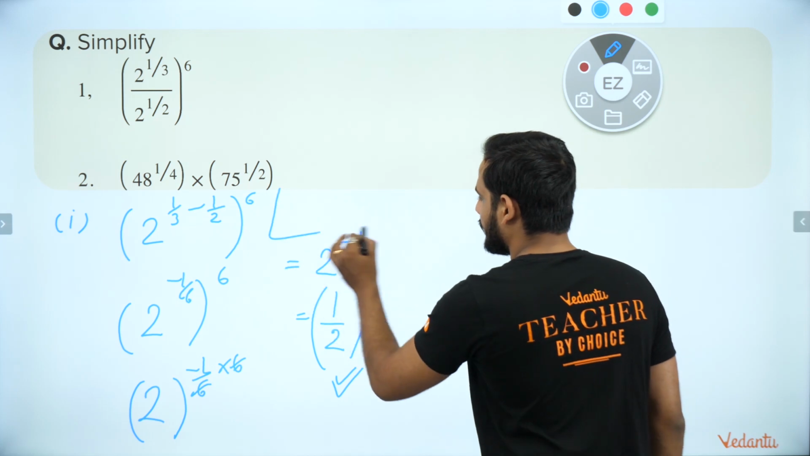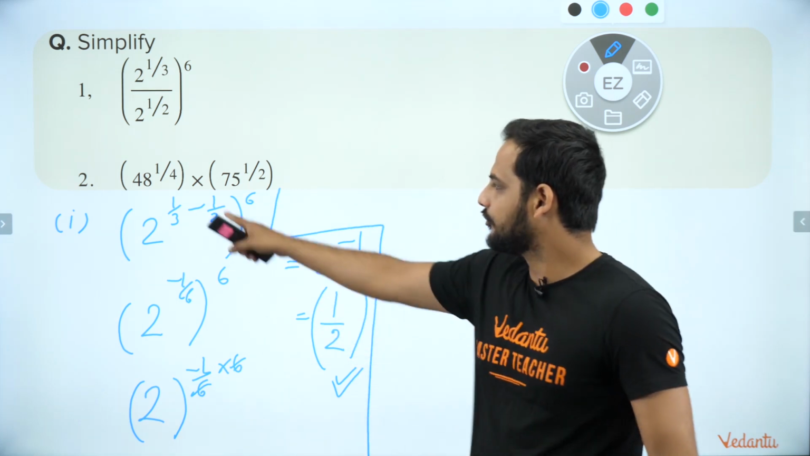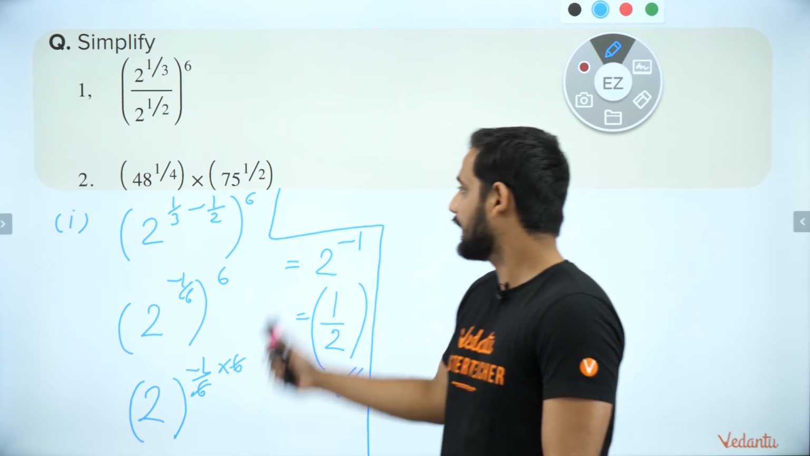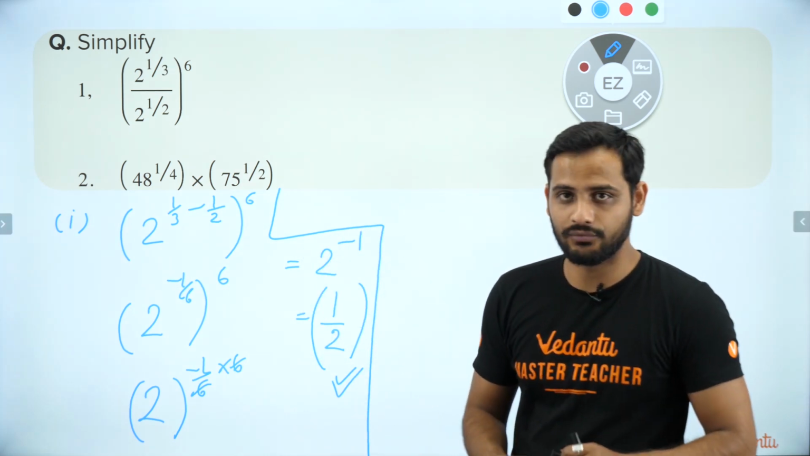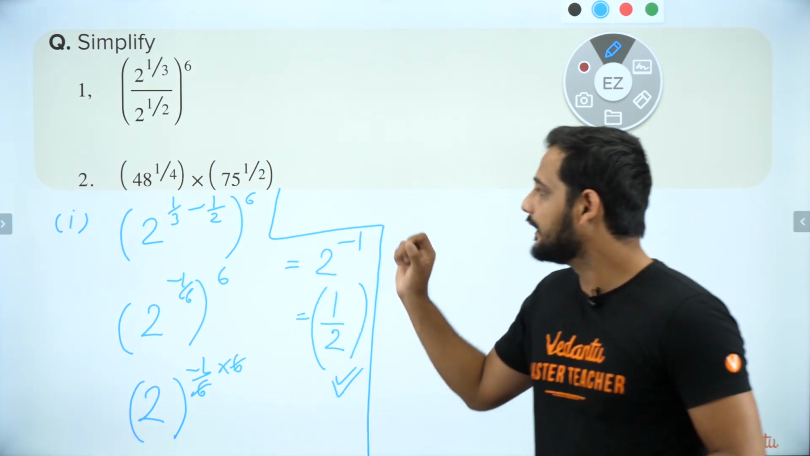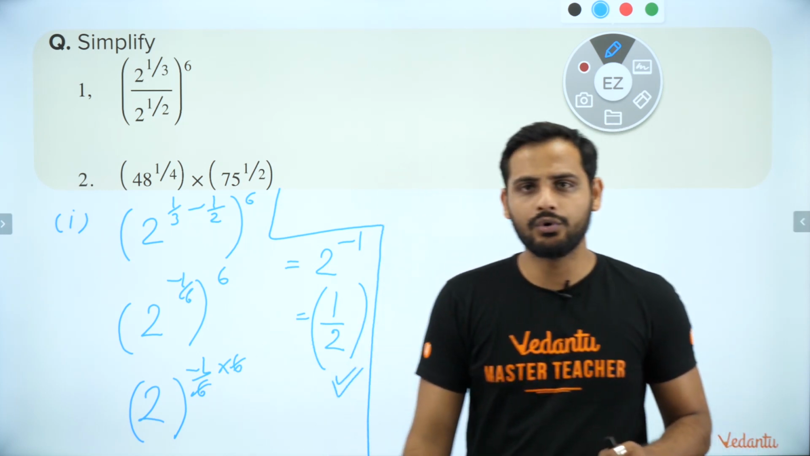Okay, this is the solution for the first one. Let's solve the next part: 48 raised to the power 1 by 4 into 75 raised to the power 1 by 2. Now let's do one thing.